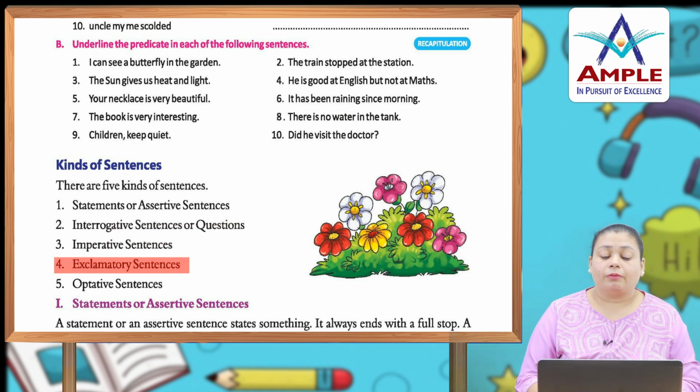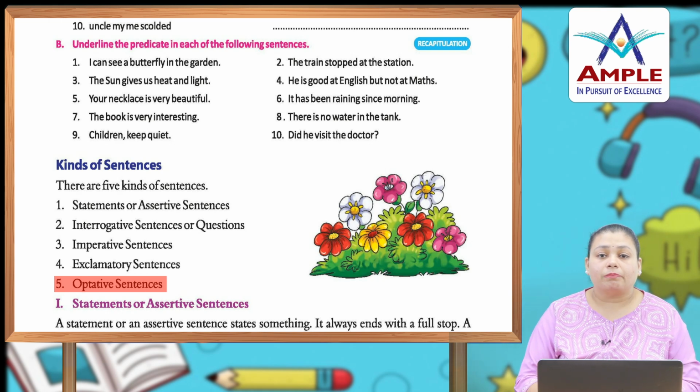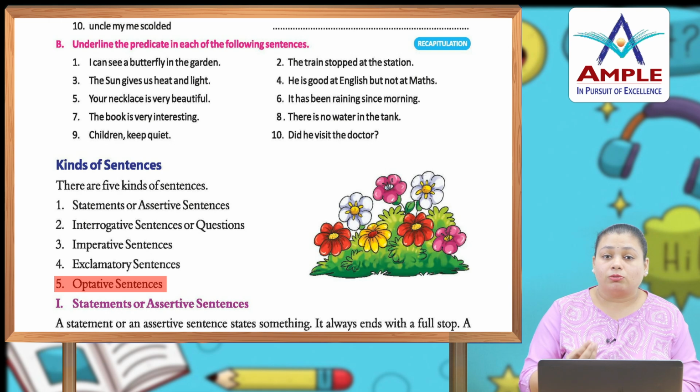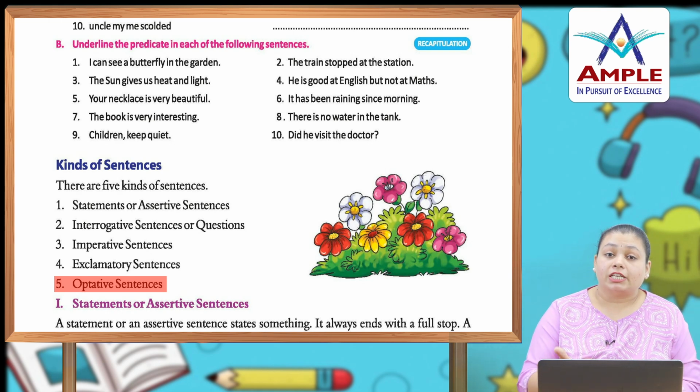Number 4 is exclamatory, and number 5 is optative sentence. Okay, so assertive or statement means the simple sentences which say something, which state something. Interrogative means it's asking you. There is a question mark after completing a sentence. Imperative sentence always gives you a request, order, expressions like that. It confirms to you that it's an imperative sentence. Exclamatory comes with an expression like joy, happiness, sorrow, pain, all these things. And optative sentence means sentences which express prayers, wishes, like that.